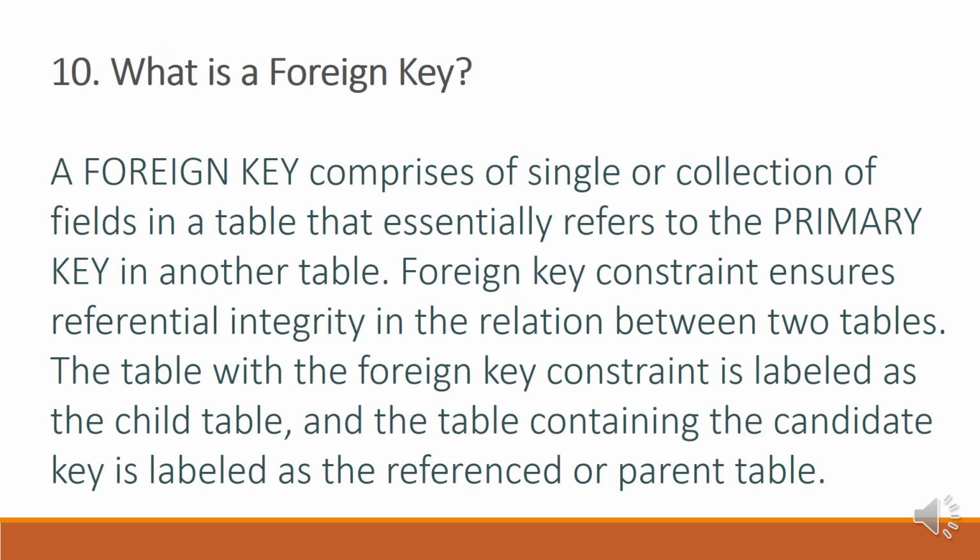What is foreign key? This is also one of the most important questions. A foreign key comprises a single field or a collection of fields in a table that essentially refers to the primary key in another table. Foreign key constraint ensures referential integrity in the relation between two tables. The table with the foreign key constraint is labeled as the child table, and the table containing the candidate key is labeled as the parent table.